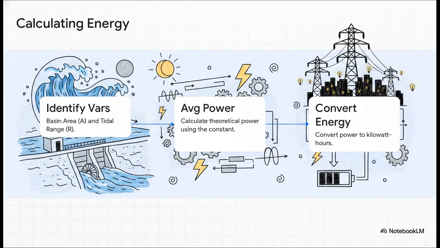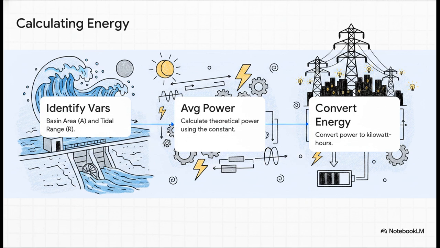All right, let's actually put that constant to work in a real-world scenario. Step 1. Imagine we have a tidal basin area of 20 million square meters, experiencing an 8-meter tidal range. Step 2. Using our handy formula, we multiply 0.225 by 8 squared, and then multiply that by our basin area. That spits out a massive average theoretical power of 288 million watts.